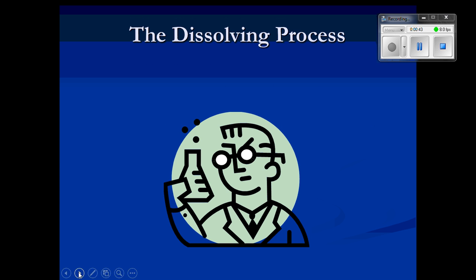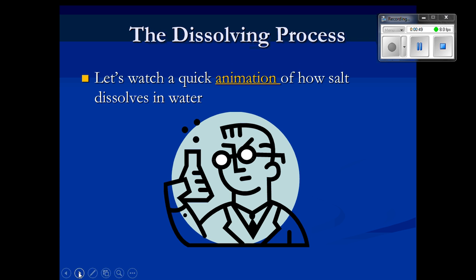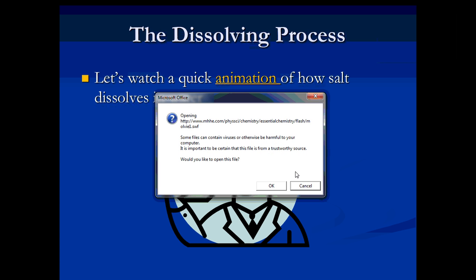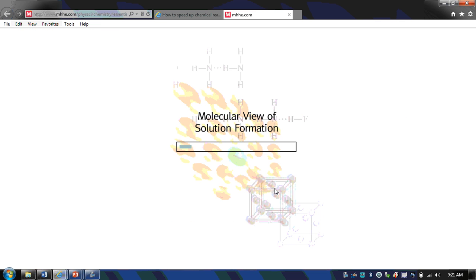So you should write in your notebook rate of reactions. The dissolving process, you don't really need to write that. I just want to show you a quick little animation that's going to walk through what happens when you put something like table salt or any ionic salt into water, what's actually occurring. So let's go ahead and take a peek at this. It's going to talk as well, so we'll listen to that, and then I'll add what I need to add too.